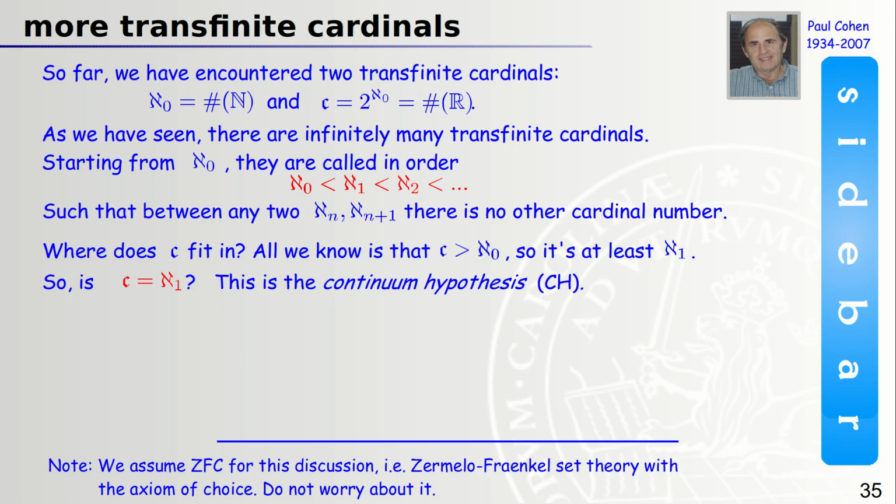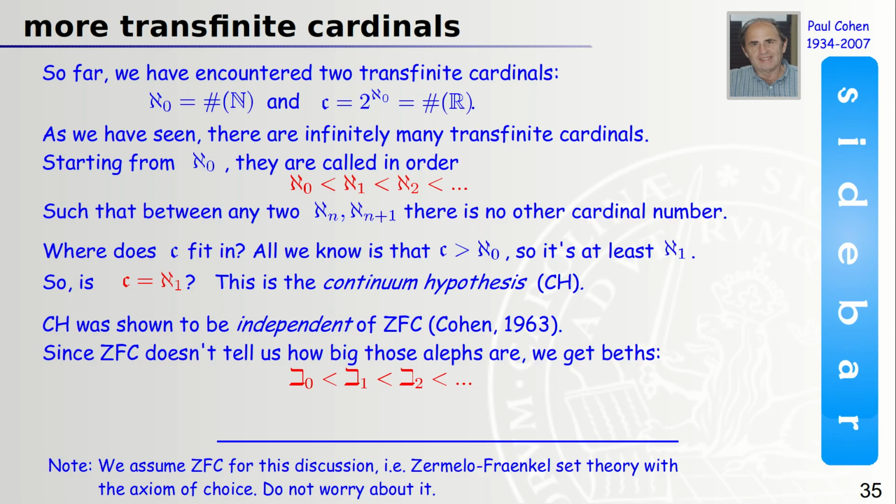This was an open question for a good long while, and the idea that C is in fact the next transfinite cardinal after Aleph 0, that it is Aleph 1, became known as the continuum hypothesis, or CH for short. Paul Cohen showed that CH is in fact independent of the common system of axioms for set theory. What this means is that neither it nor its negation can be proven from those axioms. In other words, we do not know how big Aleph 1 is, and there's actually no way to find out.